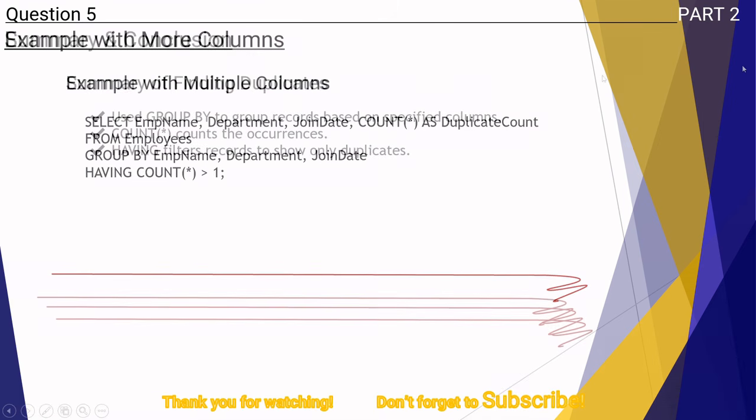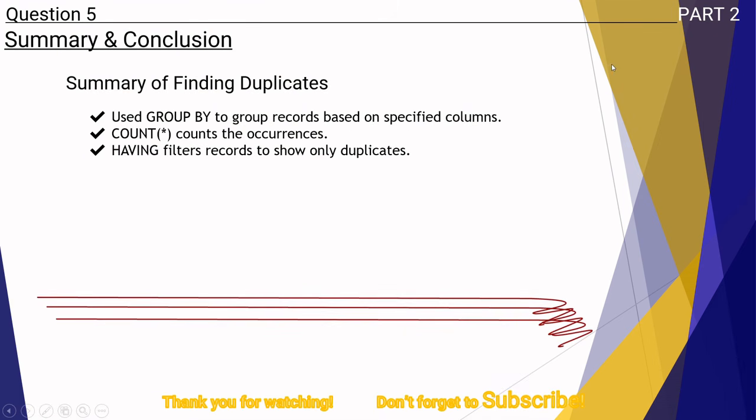To summarize, we used the group by clause to group records by columns, count star to count occurrences, and the having clause to filter for duplicates. This helps in identifying and counting duplicate records in any table.